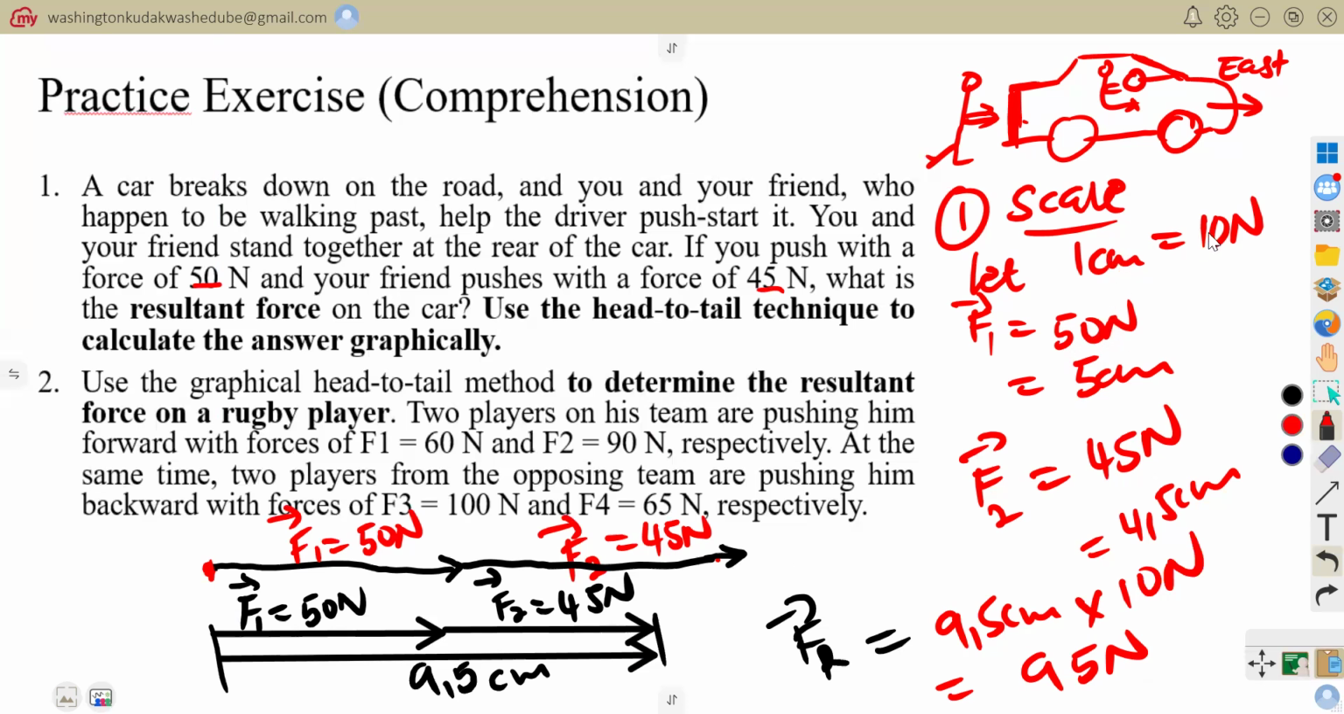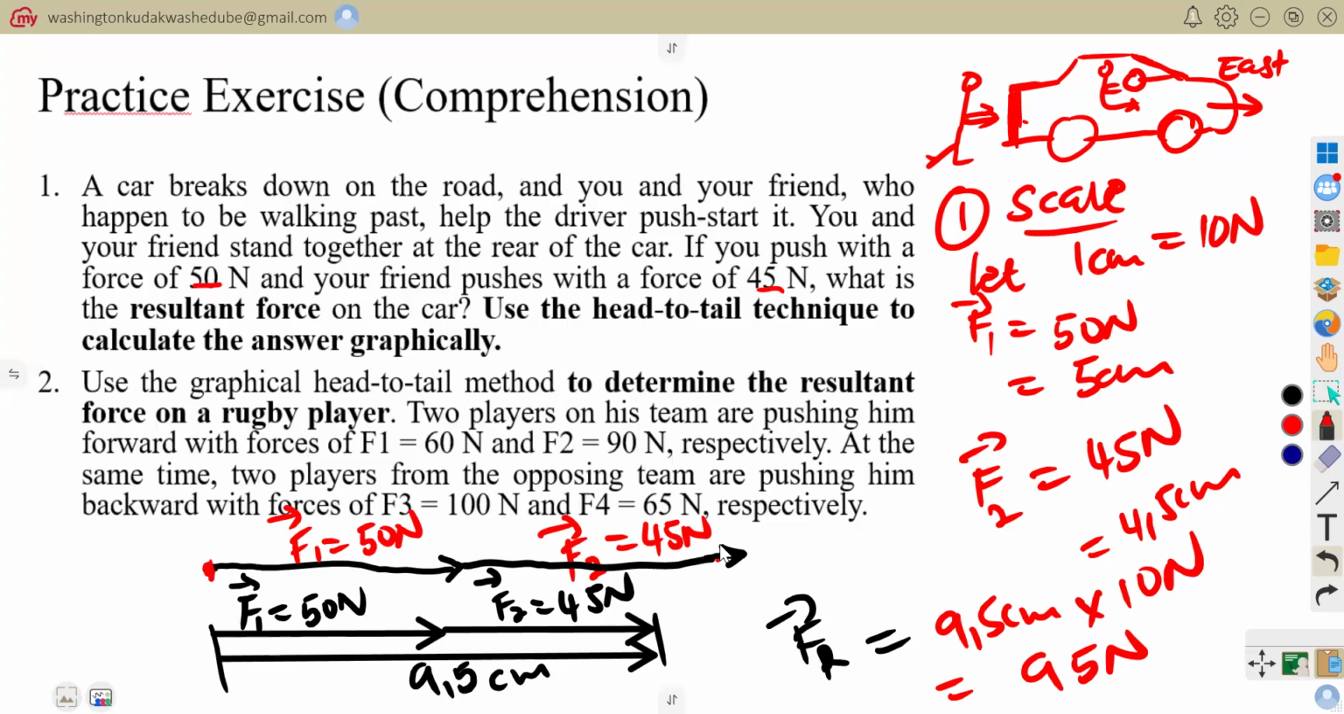So we said 1 centimeter represents 10 newtons. So you divide 50 newtons by 10 to find 5 centimeters. You divide 45 by 10 to find 4.5. You represent this first vector by first choosing your reference point, and you choose the reference direction. We are going to the east. So your first would be starting from here, going towards the east.